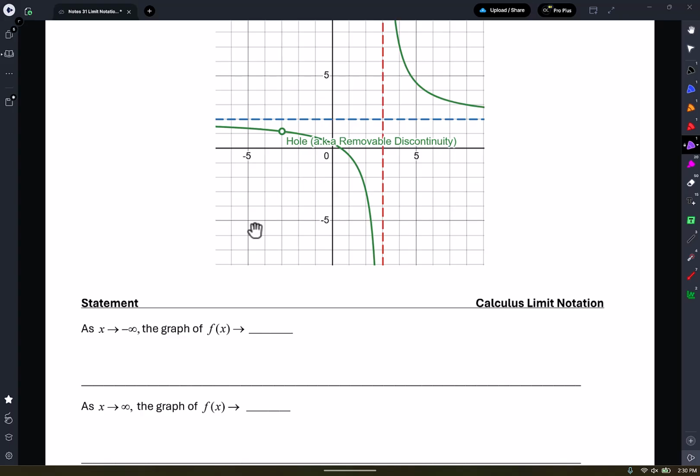So this right here, it's the same graph.